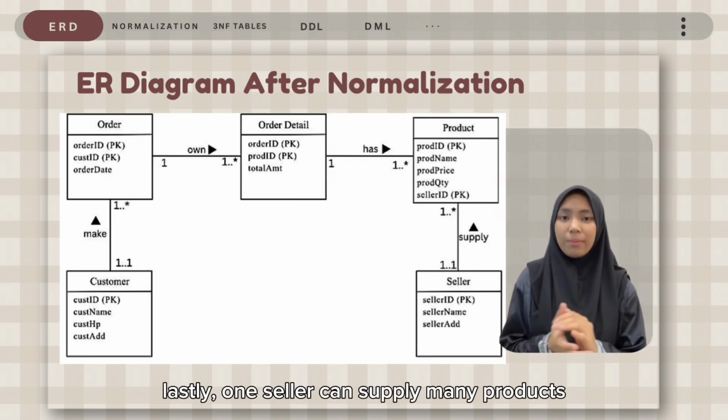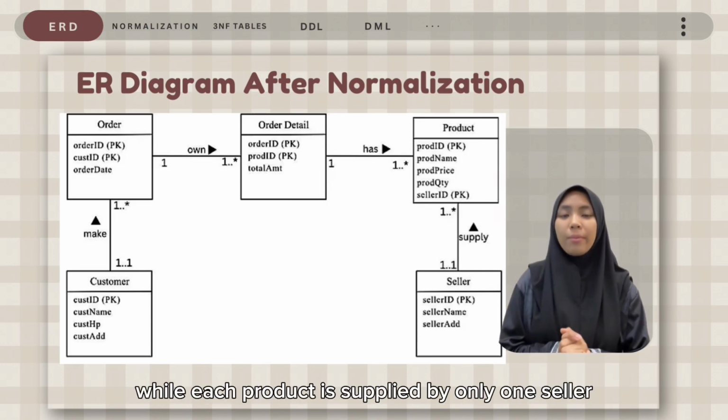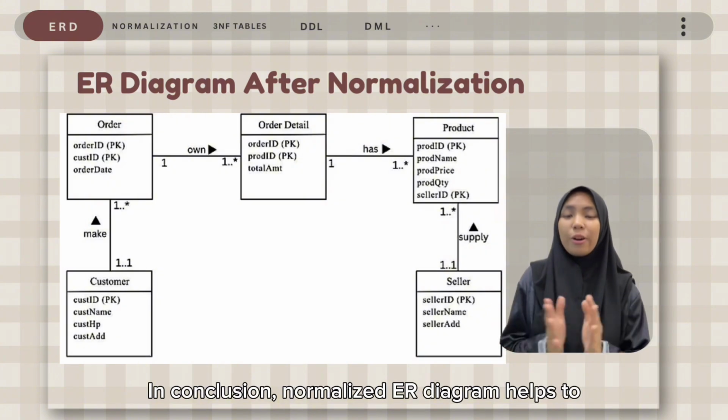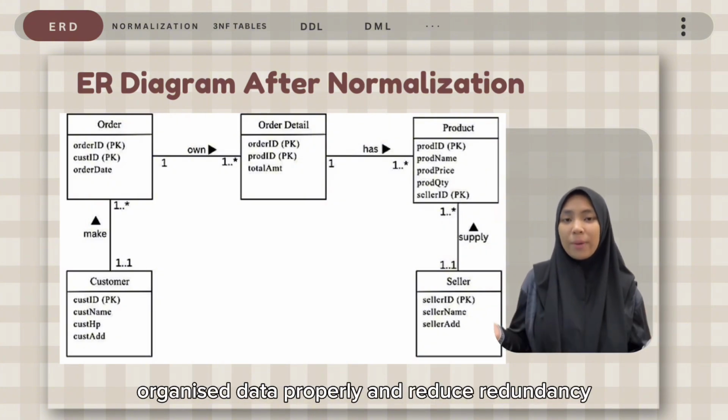Lastly, one seller can supply many products while each product is supplied by only one seller. In conclusion, the normalized ER diagram helps to organize the data properly and reduce redundancy.